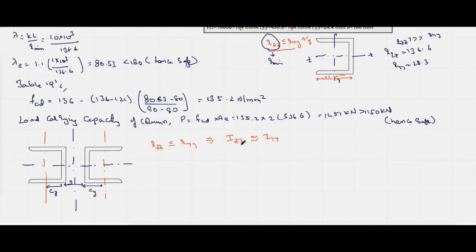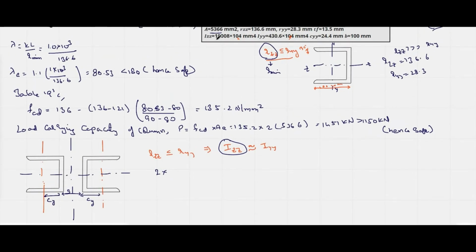Now let us calculate moment of inertia. As we can see, the moment of inertia along the z direction does not change. There are two channels, so I can directly take 2 into the moment of inertia along the z direction, which is 1008 into 10 to the power of 4, must be equal to 2 into, there are two channel sections. What happened here is the original axis was this one, and later our axis has shifted to this position. So here we have two different axes. In this case we will apply the parallel axis theorem.